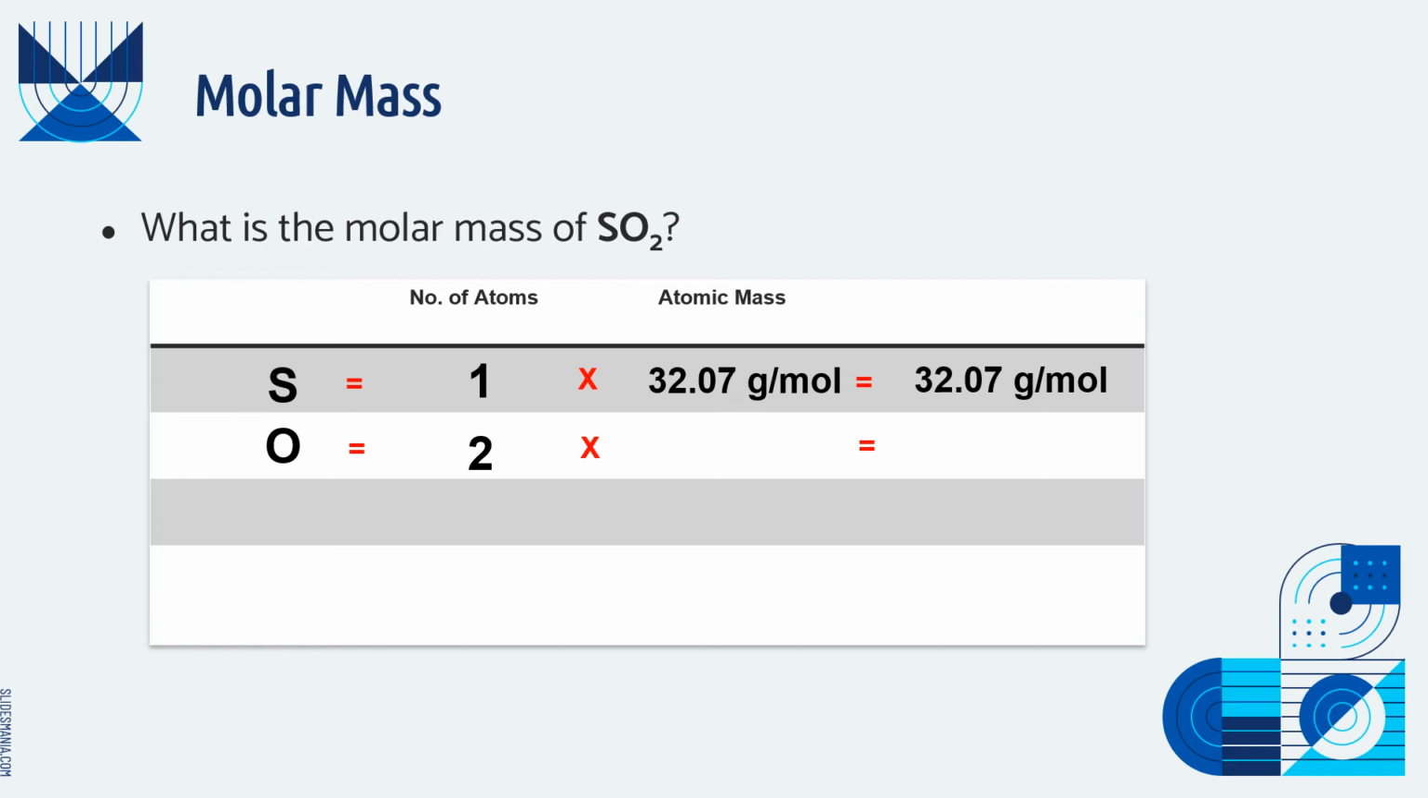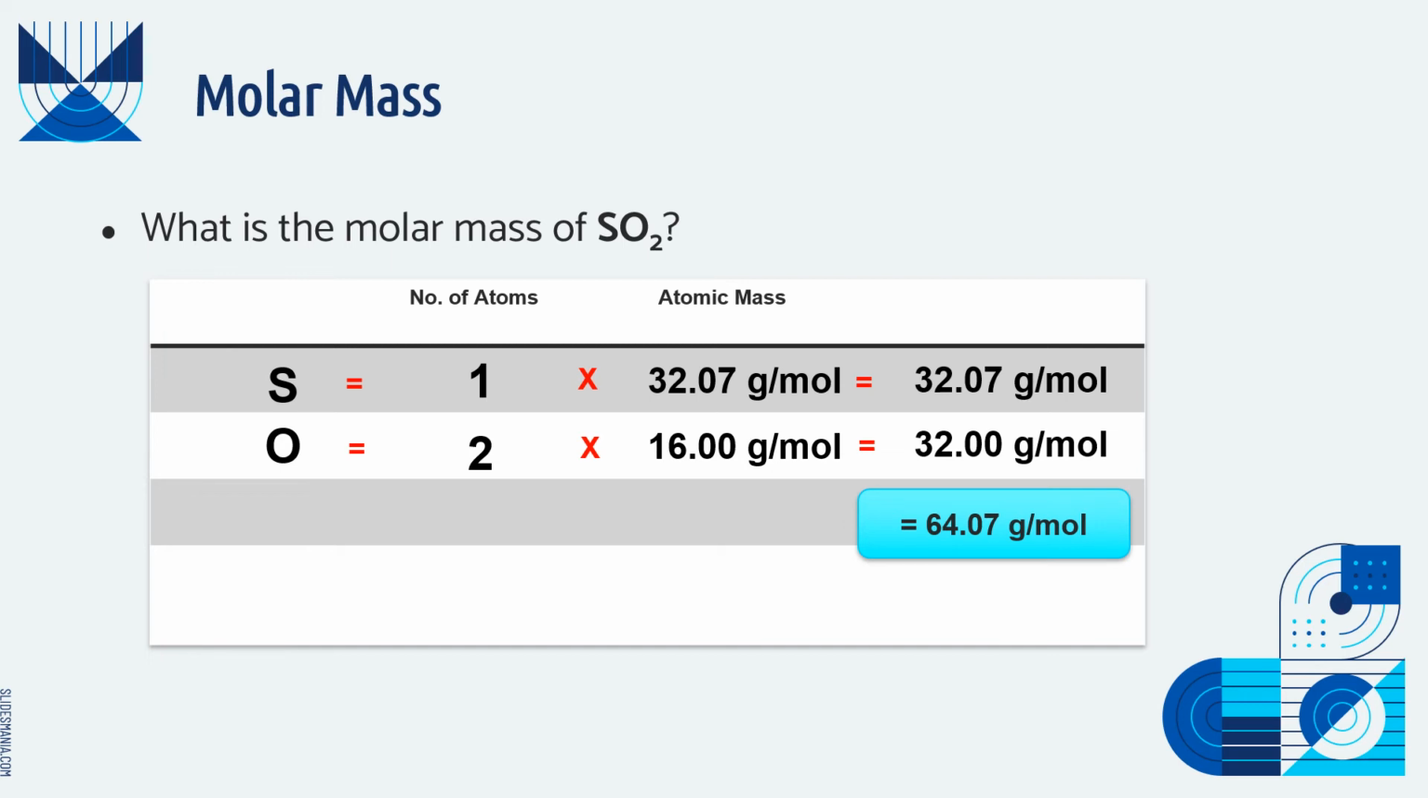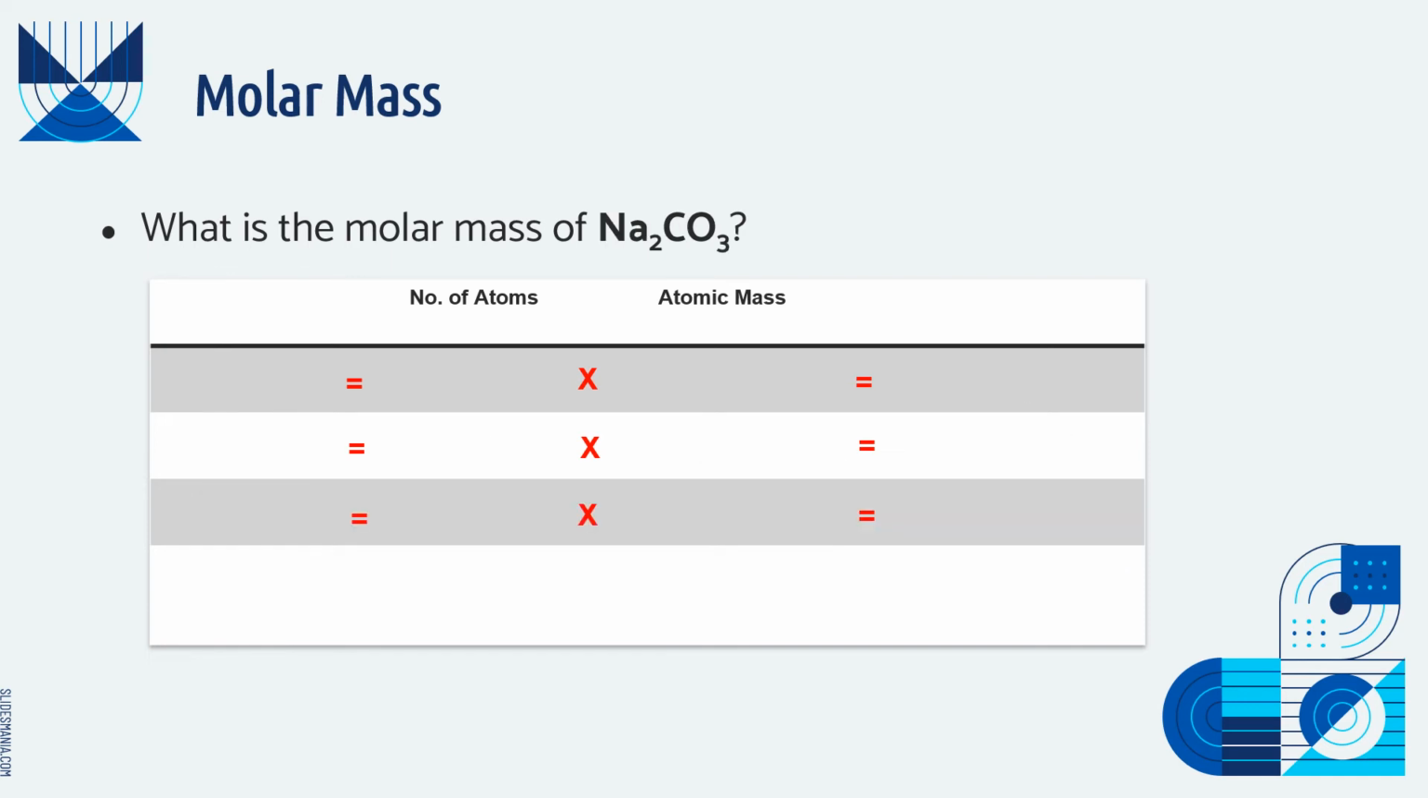The atomic mass of oxygen based on the periodic table of elements is 16.00. So 2 times 16.00, the answer is 32.00 gram per mole. So 32.07 gram per mole plus 32.00 is 64.0 gram per mole. That's the molar mass of SO2. Another example is, what's the molar mass of sodium carbonate?